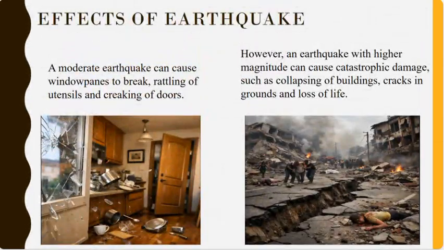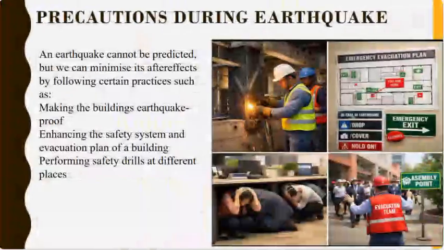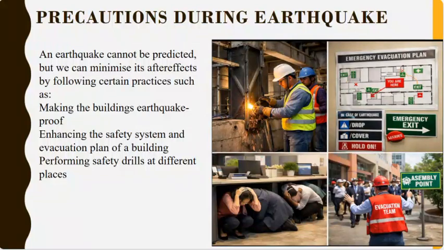A moderate earthquake can cause things like breaking window panes, rattling utensils, and creaking doors. High-magnitude earthquakes, however, can cause buildings to collapse, cracks in the ground, and loss of life. Although earthquakes can't be predicted, we can reduce their after effects by making buildings earthquake-proof, improving safety systems and evacuation plans, and conducting safety drills in various places.